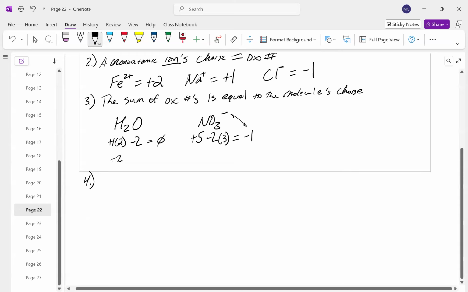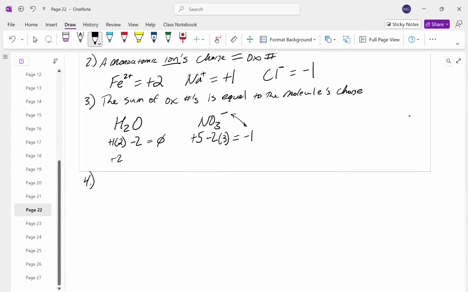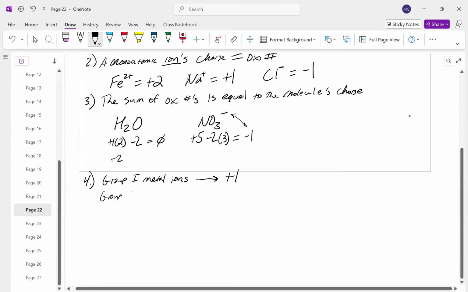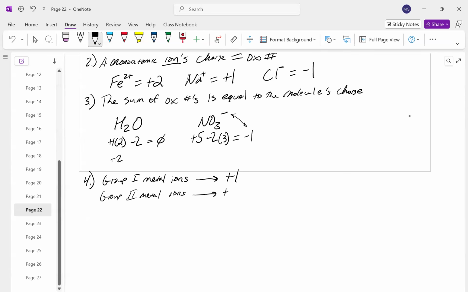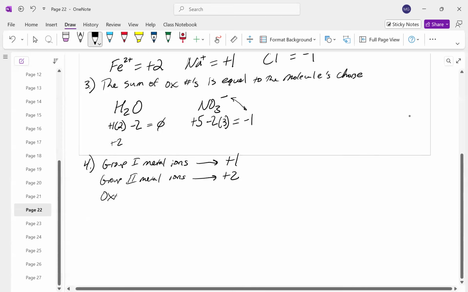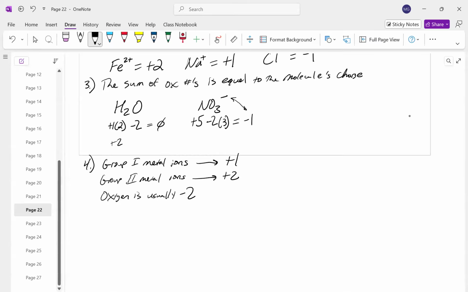Number 4, I'm going to focus on some specific atoms here. Group 1 metals, I should say metal ions, always have an oxidation state of +1 because all the group 1 cations are always +1 charge. We could say the same thing for group 2 metal ions. The oxidation state is always +2. Oxygen is usually -2.